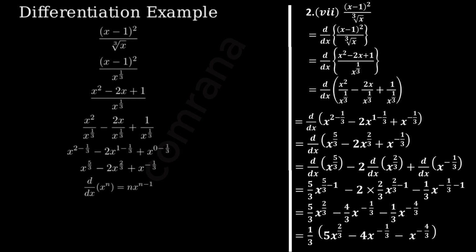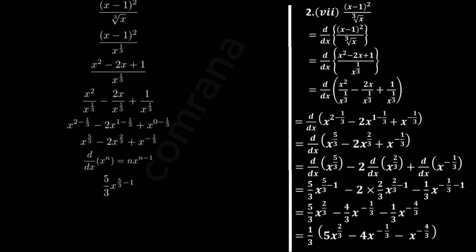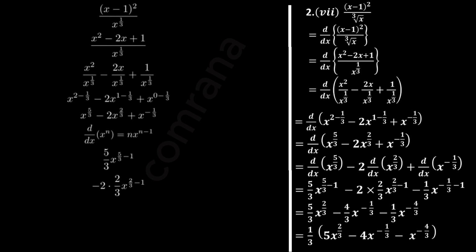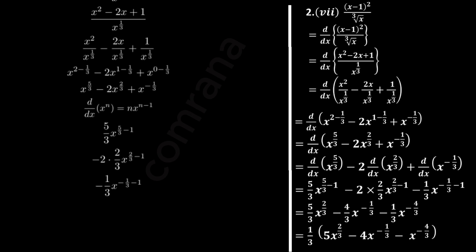Now we can differentiate each term using the power rule. Remember, the power rule states that the derivative of x to the n equals n times x to the n minus 1. For the first term, we multiply by 5/3 and reduce the power by 1. For the second term, we multiply by 2/3 and reduce the power by 1. And for the third term, we multiply by negative 1/3 and reduce the power by 1.